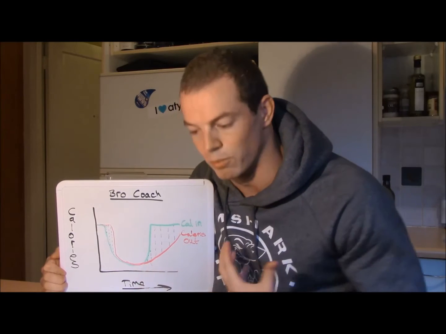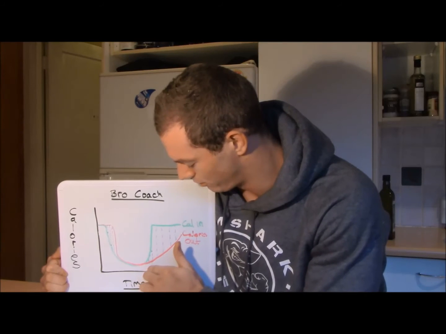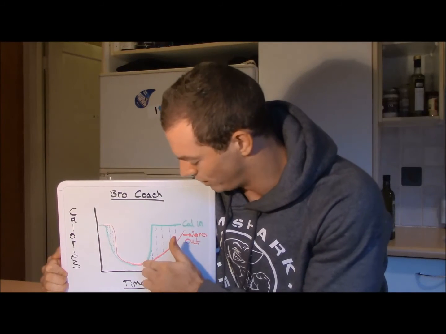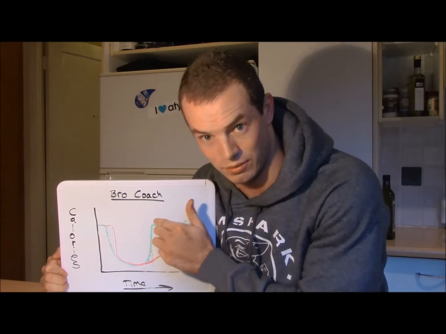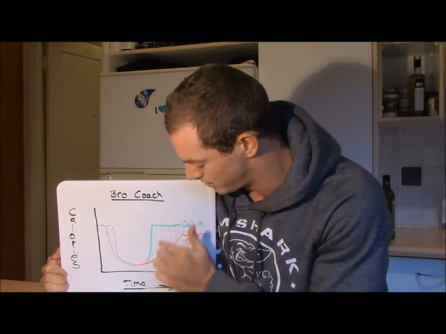Your metabolic rate is only going to recover at a certain speed. So you can see the red line gradually increasing, but the calories in, the green line, has accelerated very fast. So what that basically causes is a huge caloric surplus.